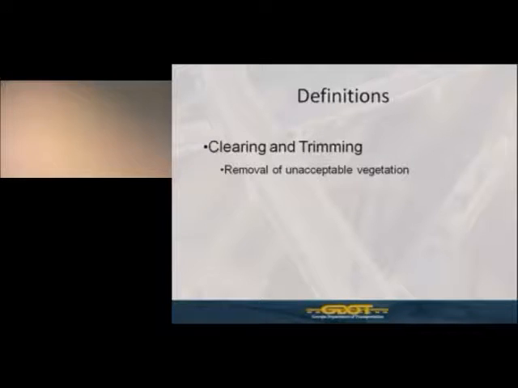Clearing and trimming is simply the removal of unacceptable vegetation. This again is not something that you would expect the contractor to perform. This is work for, say, a pole owner, where you need the additional clearance outside of right of way for your pole line or whatever your facility may be. Because of your own requirements for vegetation removal, this may be something that you need to account for here that would not be an expectation of the roadway contractor to perform.